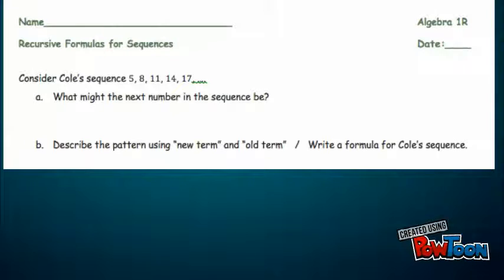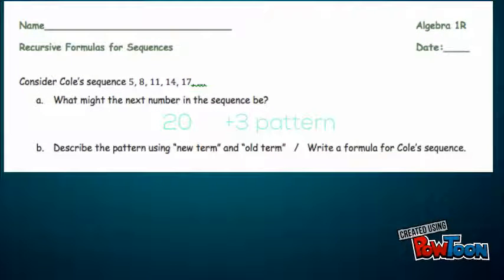Consider the sequence 5, 8, 11, 14, 17, and so on. What might the next number in the sequence be? Pause the video and answer the question. If you said 20, you were correct because it is a +3 pattern each time.